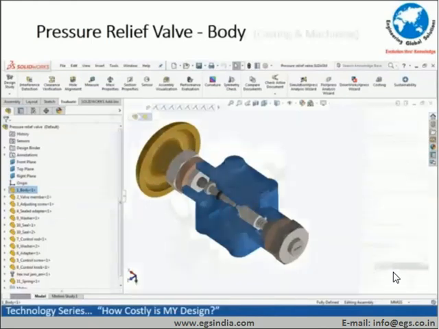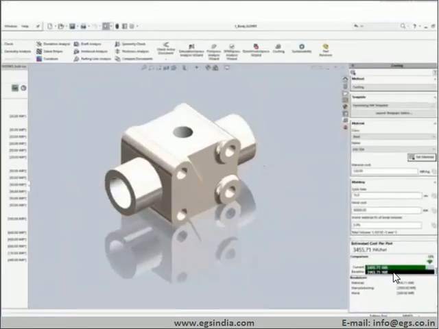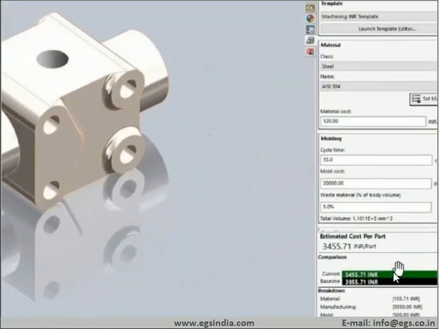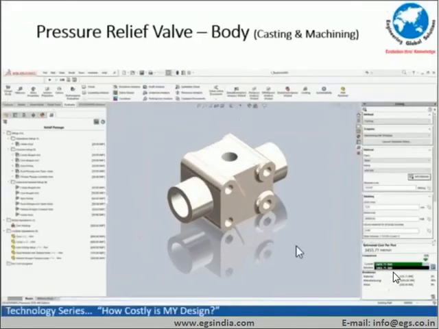So when we look at it from a design for cost perspective, you can see on the right side, after going through a lot of different design iterations, that the baseline cost has come down from 3,955 to 3,455, around 500 rupees reduction in cost, because of a lot of different iterations that I've gone through.